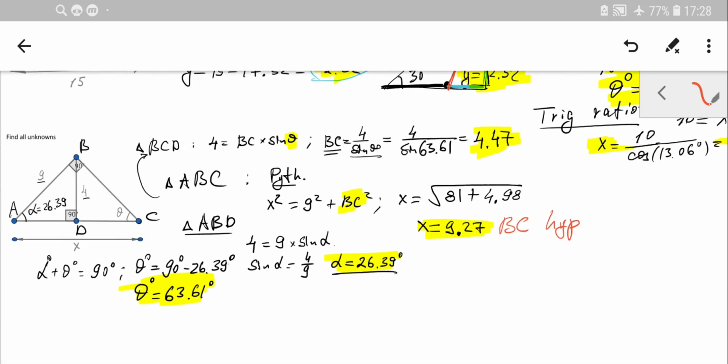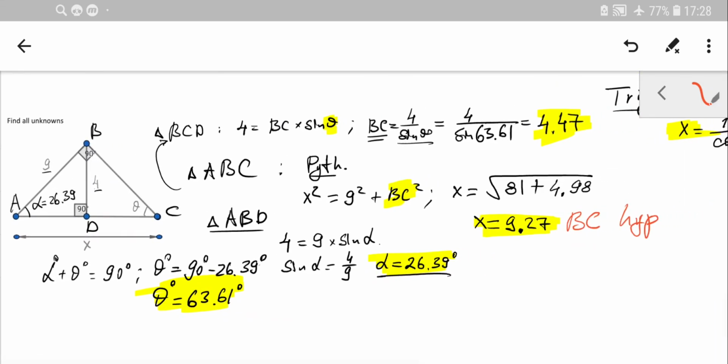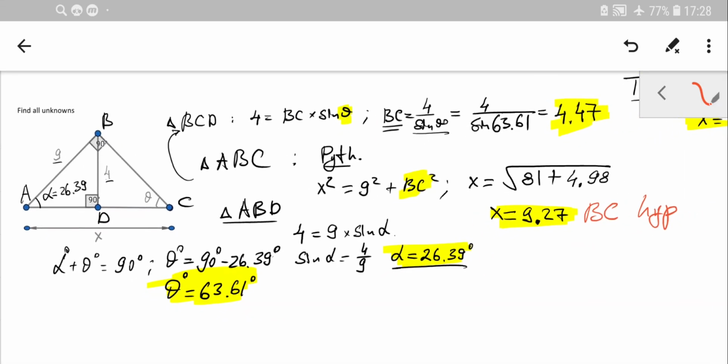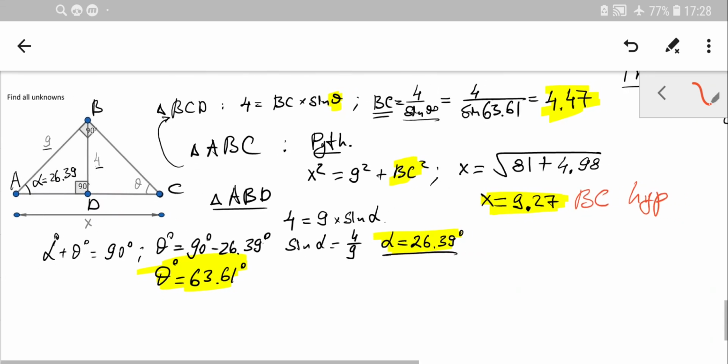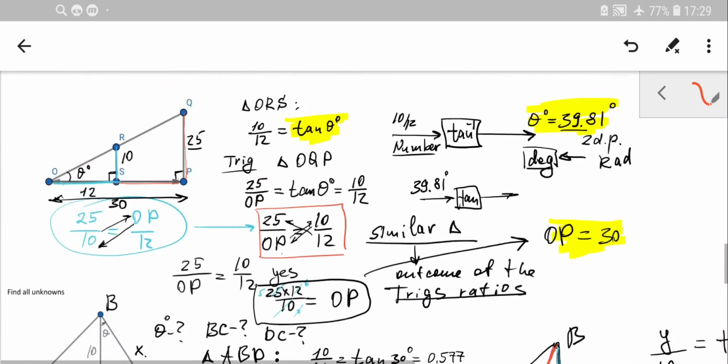I hope you did the same, or at least maybe you used another approach. Maybe you found AD, you found DC, and added them up. It doesn't matter which way you go. I showed you just the consecutive ways. When you're trying to establish, from each triangle, you pick up some equations, some ratios, and try to combine them using sort of simultaneous equations. That was the way. All right, so that was the end.